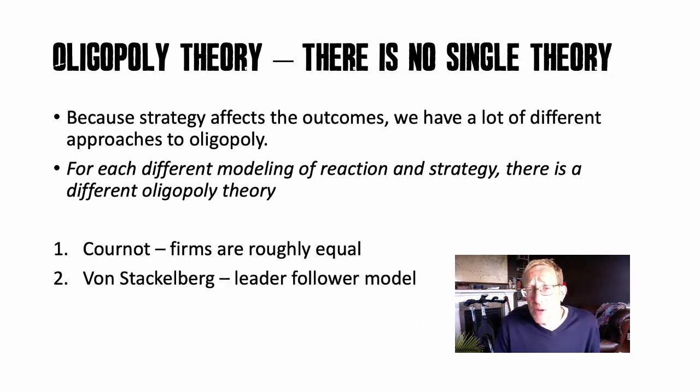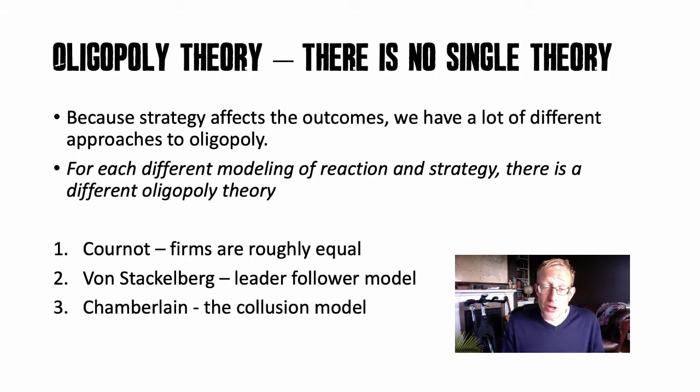There's the Von Stackelberg model, in which case we have one firm that's a leader and another that's a follower. And that ends up changing the outcome of the model, because the leader ends up being more profitable than the follower. And then we have something called the Chamberlain model. The Chamberlain model is a model of collusion, because in oligopoly there's something else we have to consider, and that is whether or not the firms might get together and gang up on the customer and act as a monopoly even though there are multiple firms.